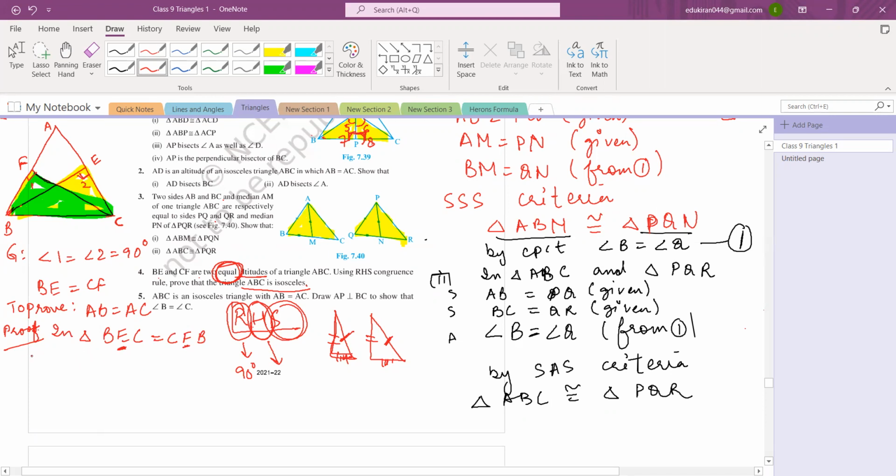So what do I have now? So for RHS, one angle is 90 degrees. So angle 1, angle 2 is equal to 90 degrees. This is given. Okay, so I have to show that the hypotenuse is equal. So which is the hypotenuse here? Miraj, tell me. In the triangle BEC, which side is hypotenuse?